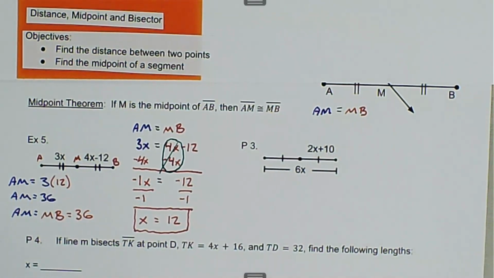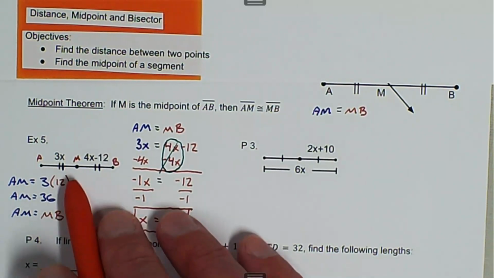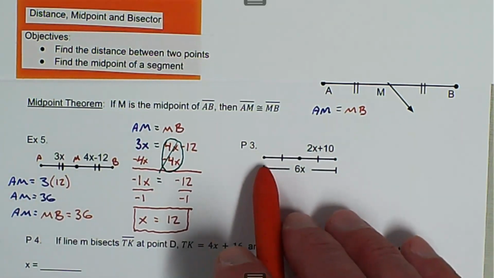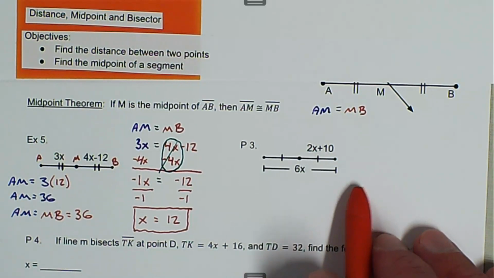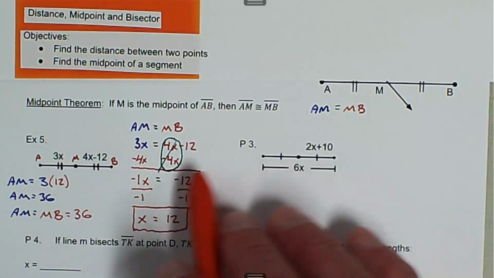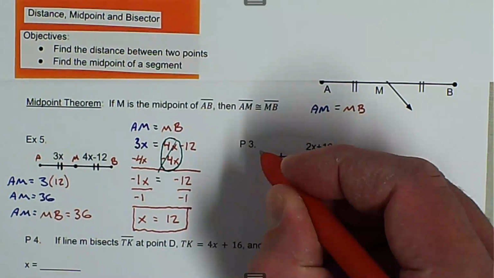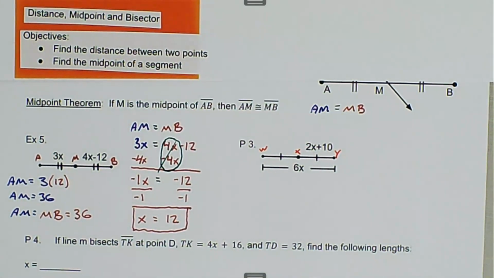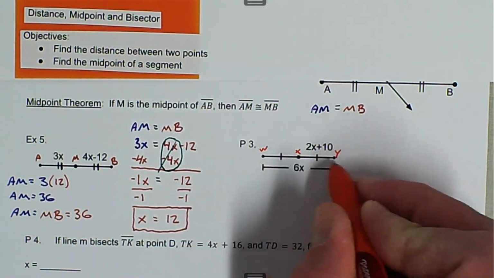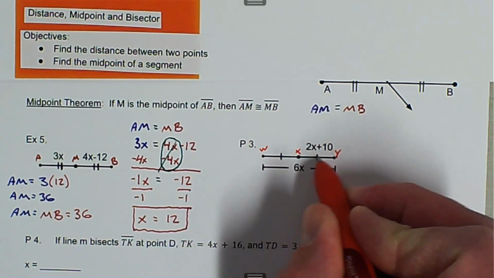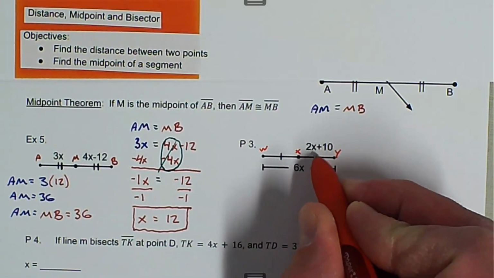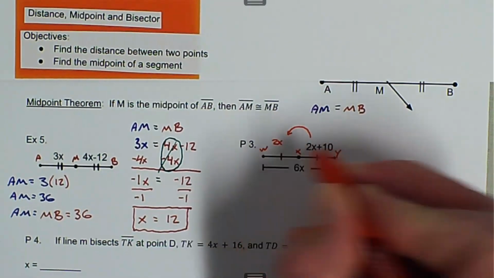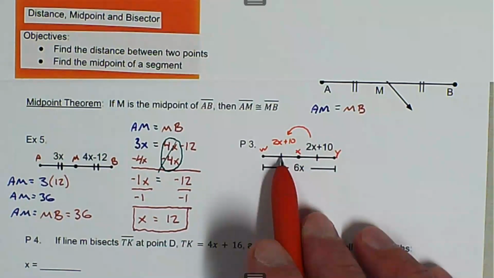So we have another example here, and it's a little bit different. Example 5 gave us the left and right side. Practice 3 gave us the whole thing and then just one side. But the drawings are the same. We'll label these points as W, X, Y. So in this case, because of these congruent marks here, we know that XY is equal to 2x plus 10, but we also know that WX is equal to 2x plus 10 because they are congruent.